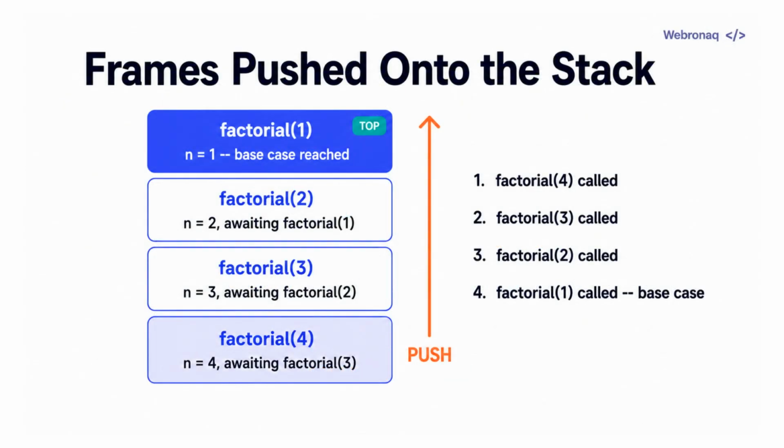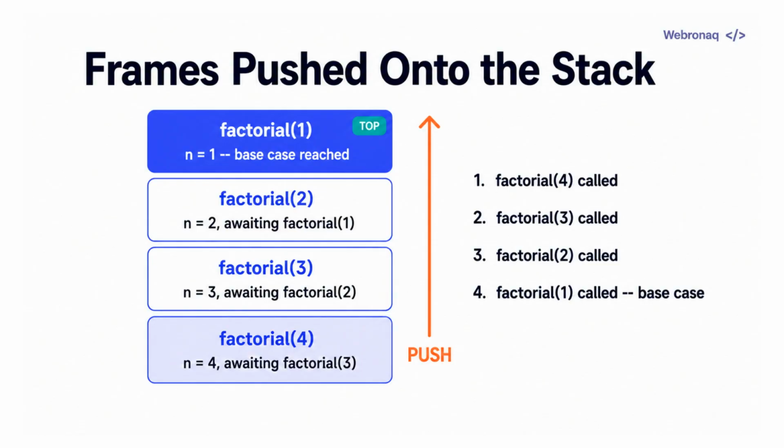Now let us watch the call stack grow. We start by calling factorial of 4. The program pushes a frame for factorial of 4 onto the stack. It stores n equal to 4, and a return address back to wherever main called us from. Inside that call, line 4 runs and calls factorial of 3. A new frame is pushed on top, next n equals 3, waiting to return to factorial of 4.